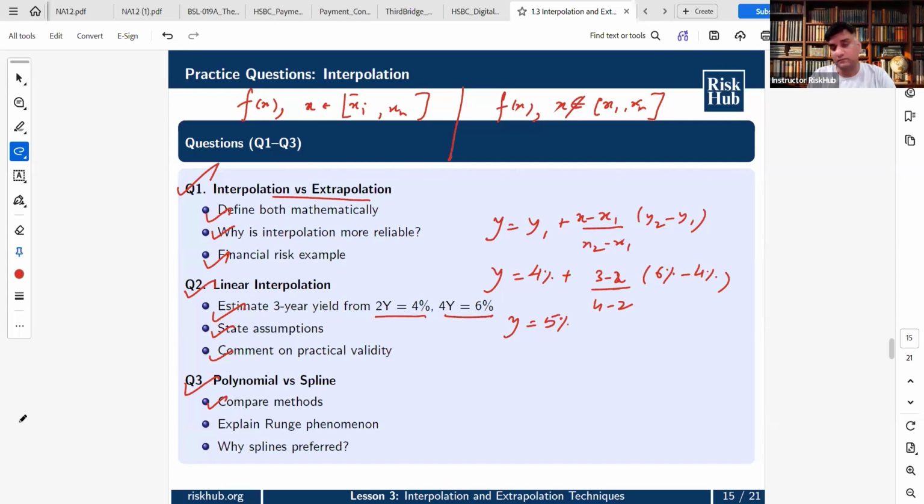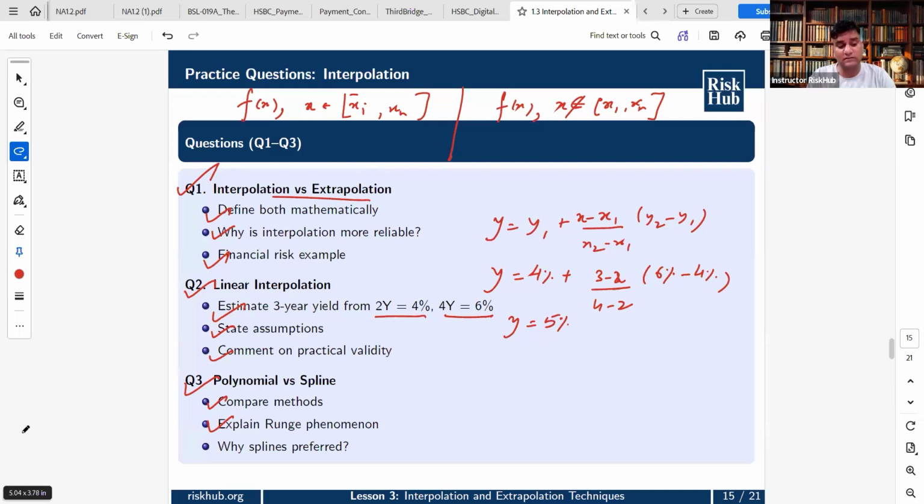Then we have Runge phenomena. Runge phenomena means high degree polynomial interpolation can oscillate strongly, especially near boundaries. Simply, the curve tries too hard to pass through all points and starts behaving wildly. In finance, this is dangerous because it can create fake market signals.